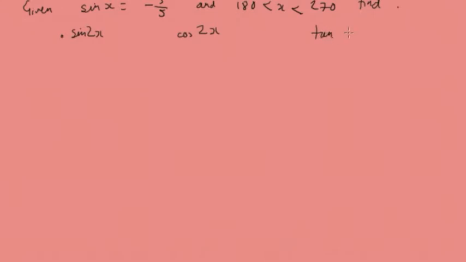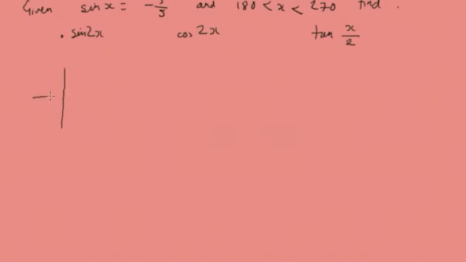So given sine x is equal to minus 3 over 5 and x is between 180 and 270, find sine 2x, cosine 2x and tan x over 2. So let's think about what this means.